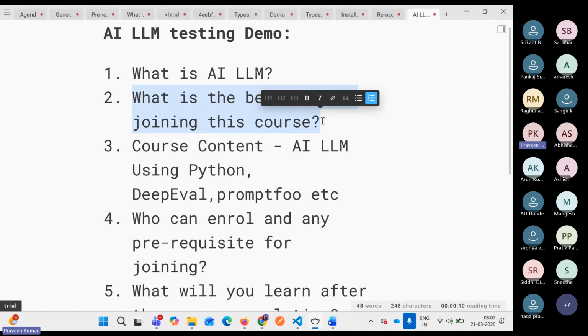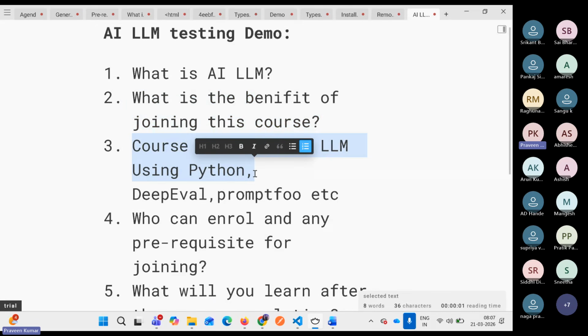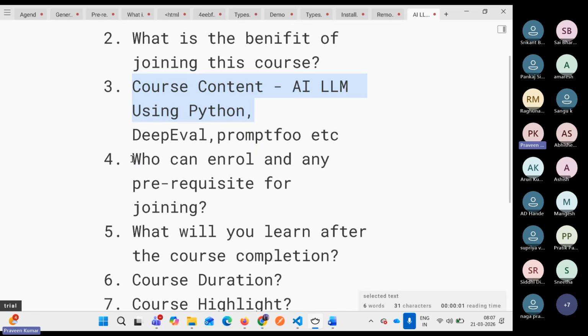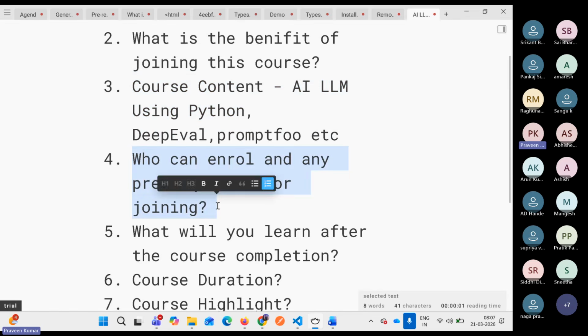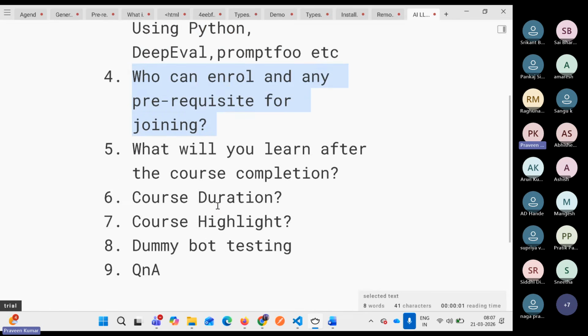We'll start looking into the benefits you will get after joining the course. Course content is an important part of our course curriculum, so we'll walk you through everything you will be learning over here. Then I believe some of you will have questions about who can enroll or any prerequisites for joining the course. What will you learn after completion of the course, course duration, highlights.